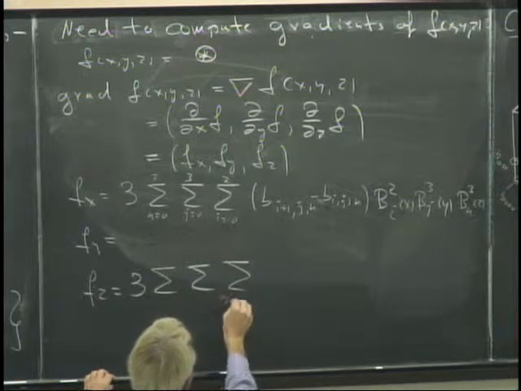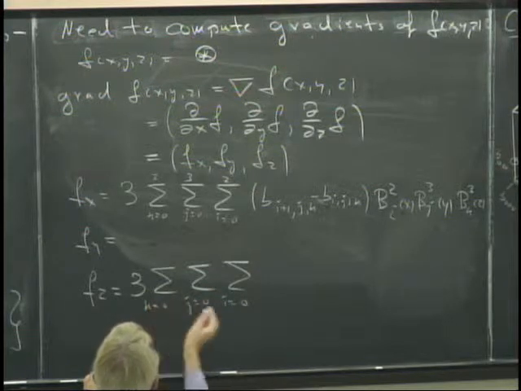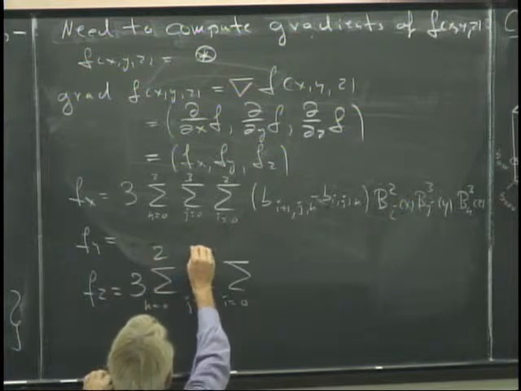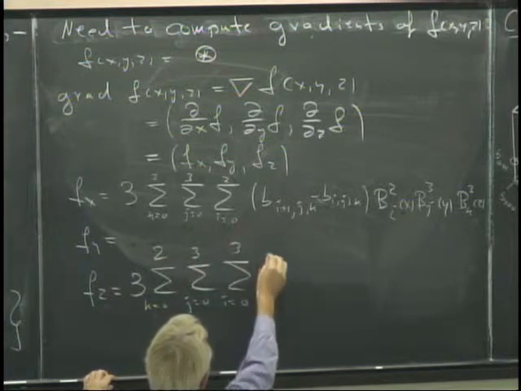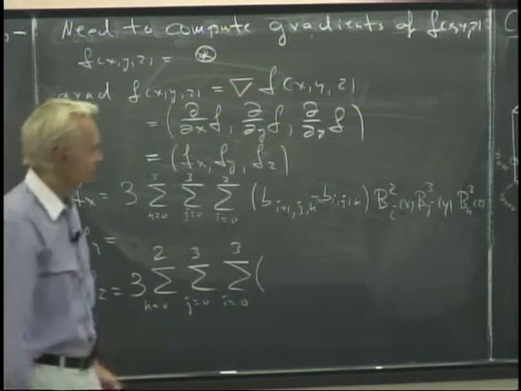Which one goes up to 2 in this case? K, well, it has to be k, right? K is the third index, is z. This goes to 2, this goes to 3, this goes to 3. And the differencing has to happen in k or z direction, or the third index.